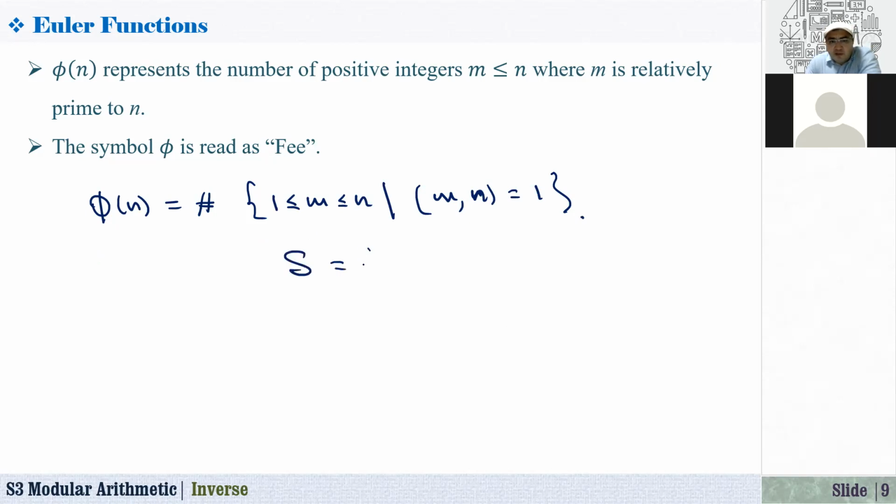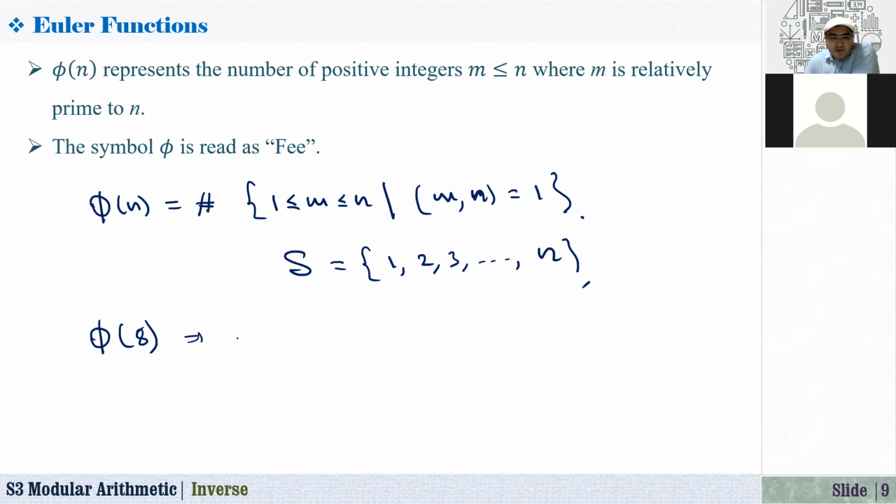Here we have, let me just write here, 1 and 2 and 3 dot dot, and here we have n. And here the number of elements in S which is relatively prime to the number n. Okay, this is how we denote this. For example, let me just write here phi of 8. Phi of 8 is the number of positive integers which are relatively prime to 8.